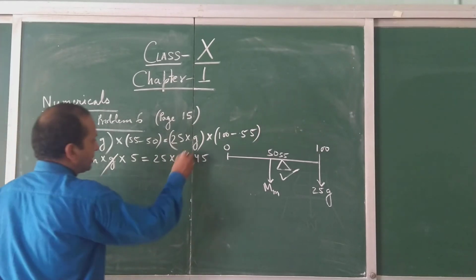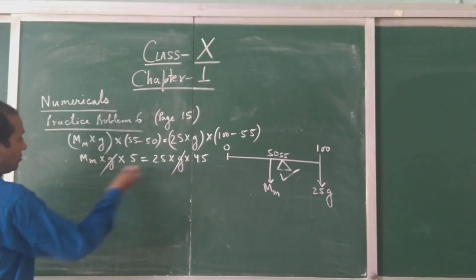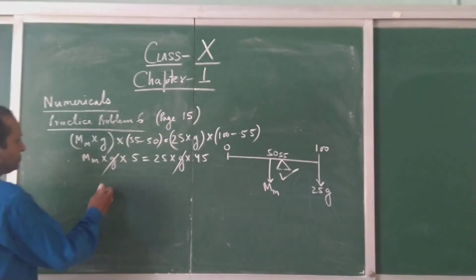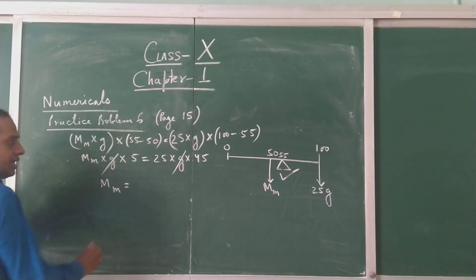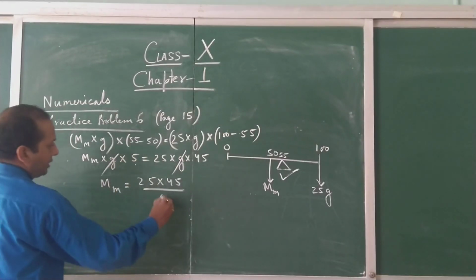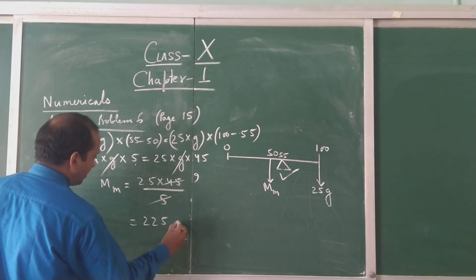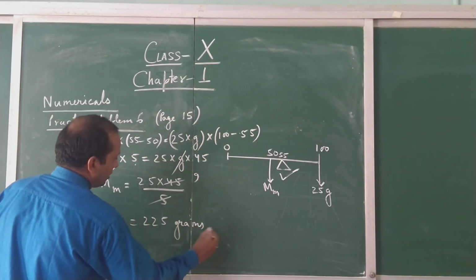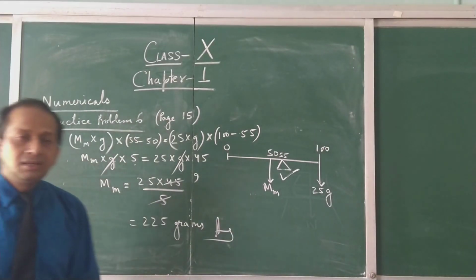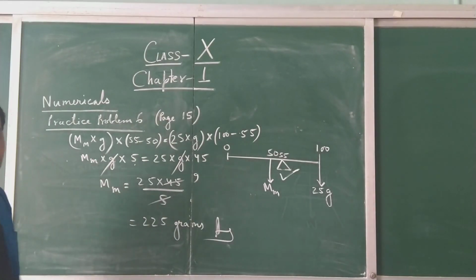Children, g and g cancelled because this will come this side. You know that it will be in the denominator side, so it will be cancelled. Then mm, mass of the meter scale, will be 25 into 45 upon this 5. You cancel, 9 times 25, 225 grams. The required answer. Therefore, you can write the required mass of the meter scale is 225 grams.